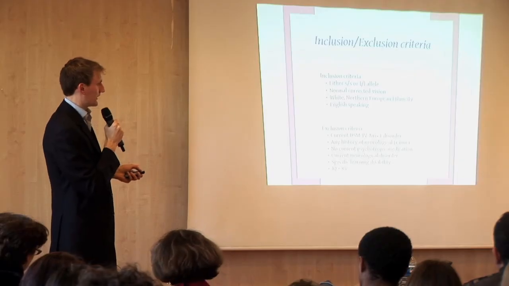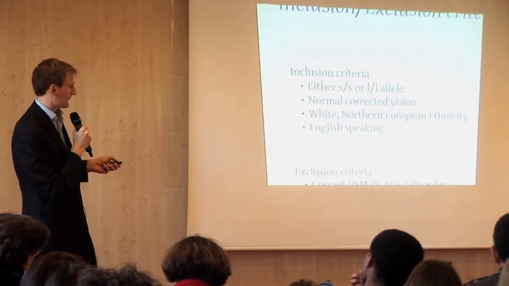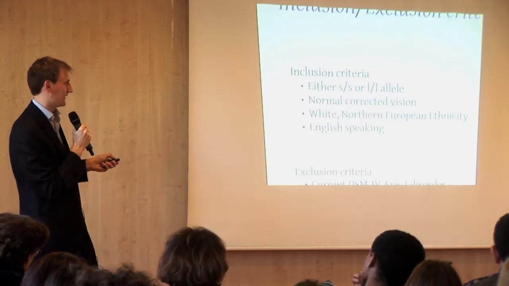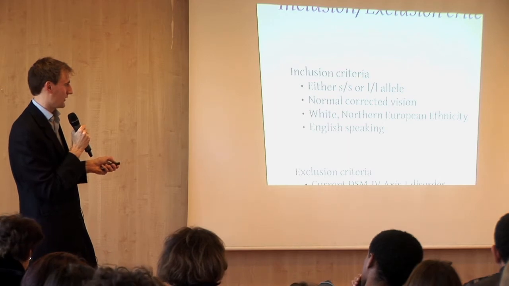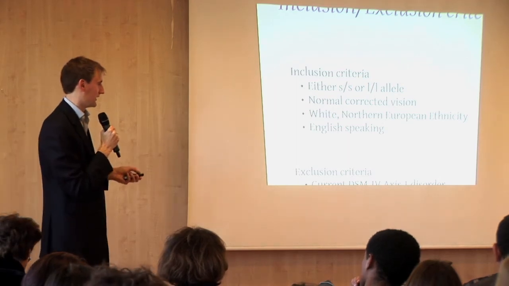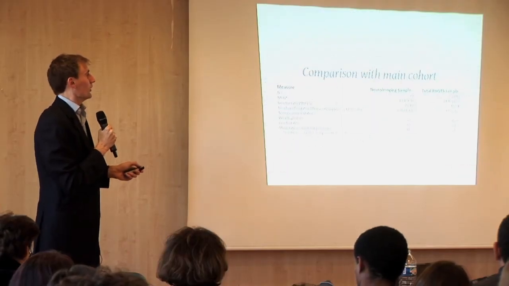So this is the inclusion-exclusion criteria. As I said, they were either the SS or LL allele, normal corrected vision, they were white, so we tried to control for any ethnic differences, and English speaking. And the exclusion criteria is any current DSM axis 1 disorder, neurological trauma, participants were free from any medication, and we tried to control best for any IQ differences.